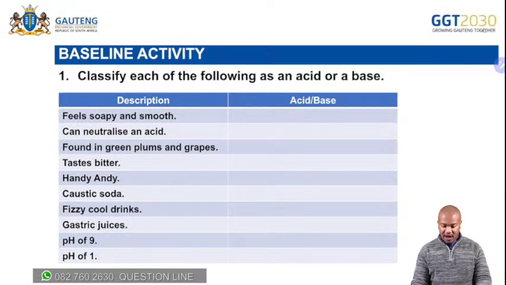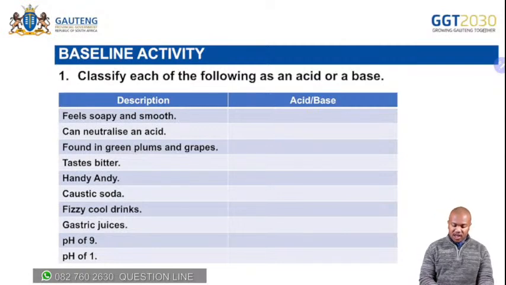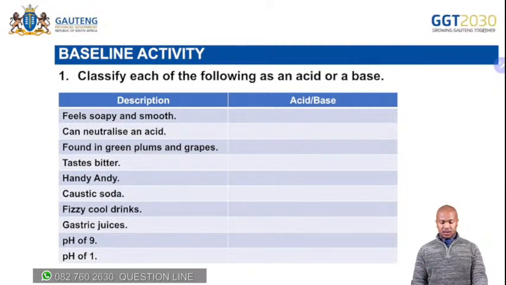It says classify each of the following as an acid or a base. We have the description and the column for acid or base. Let's go through the description first. It feels soapy and smooth. It can neutralize an acid. It is found in green plums and grapes. It tastes bitter. Handy Andy, caustic soda, fizzy drinks, gastric juices, pH of 9 and pH of 1. Now let's meet again after 5 minutes.